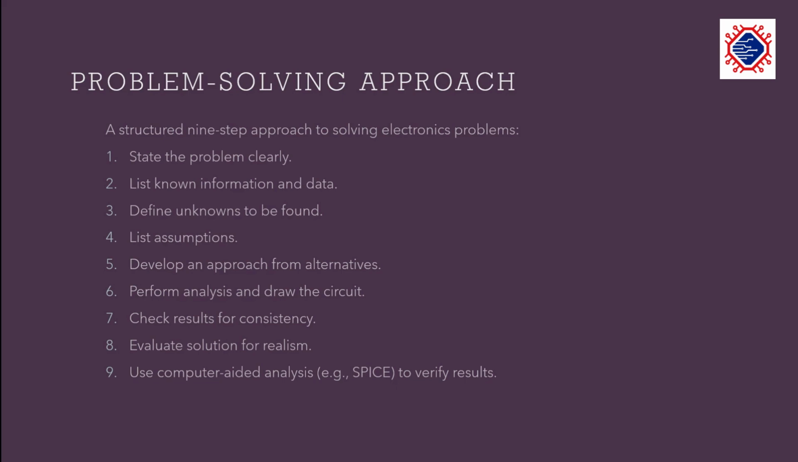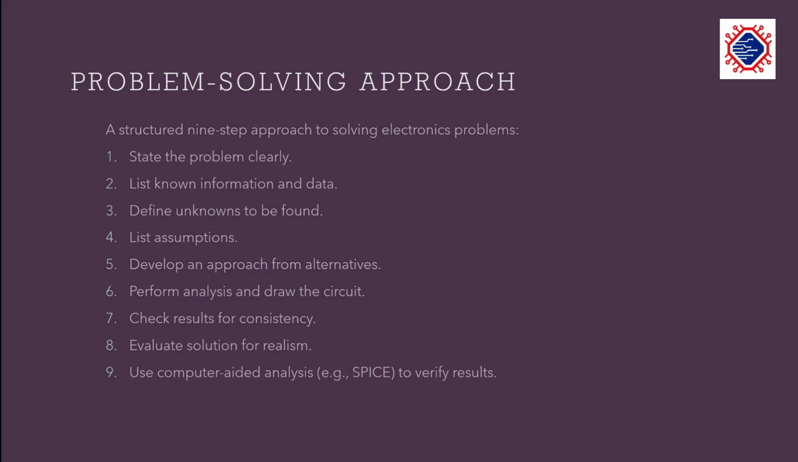2. List known information and given data. Gather all the available information and data related to the problem. This includes values of components, circuit diagrams, and any specific conditions given in the problem statement. Having all the data at hand helps in forming a complete picture of the problem. 3. Define the unknowns. Identify what you need to find to solve the problem. These are the variables or parameters that are not given and need to be determined. Clearly defining the unknowns helps in setting specific goals for your analysis.